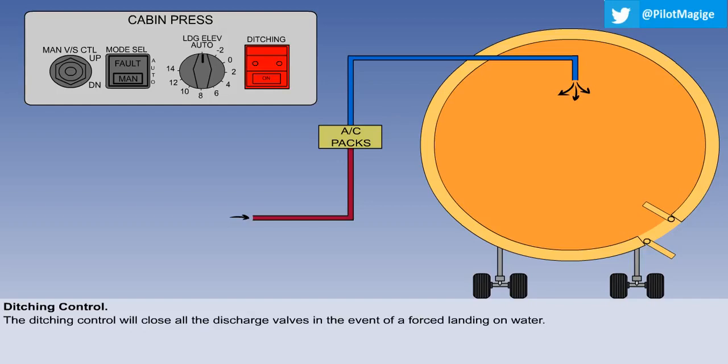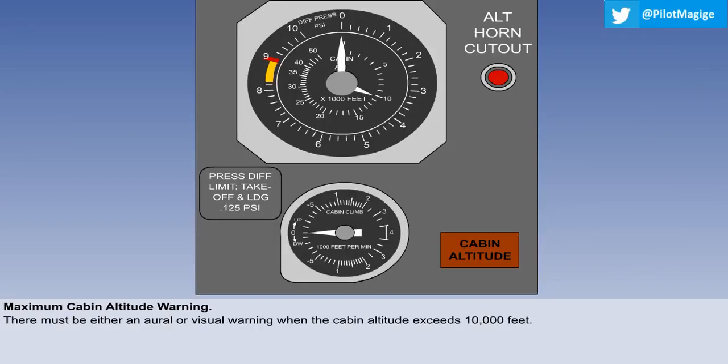Some systems are fitted with a ditching control, which will close all the discharge valves in the event of a forced landing on water. This will reduce the flow of water into the cabin. There will be an oral or visual warning if the cabin altitude exceeds 10,000 feet. The oral warning may take the form of a horn, and the visual warning a red light in prominent view of the pilot. There is normally a horn cutout button which can be depressed to cancel the horn.